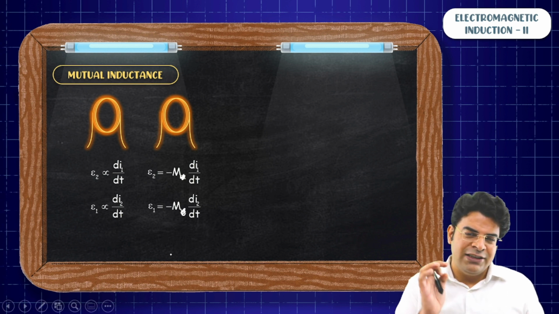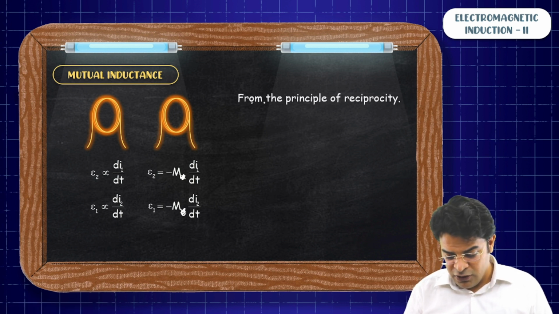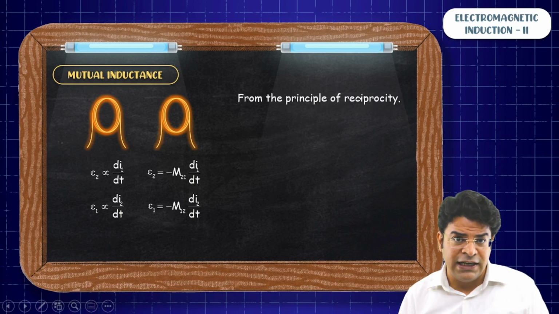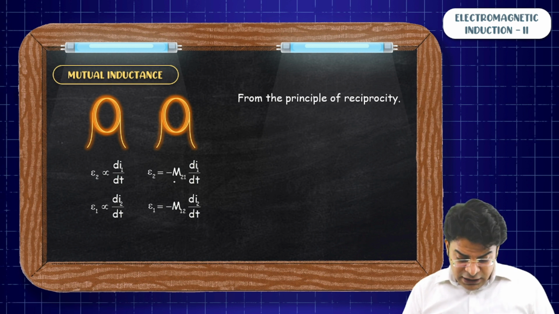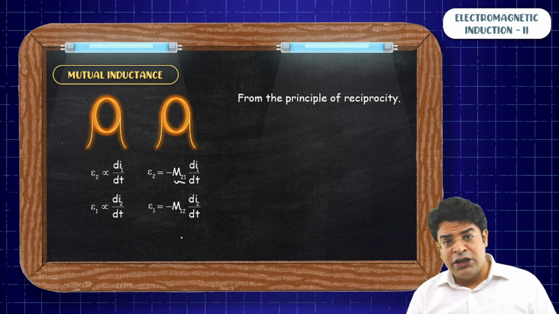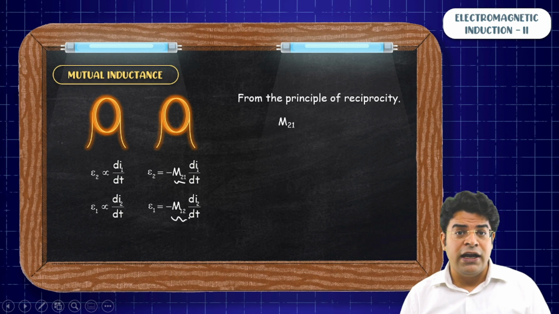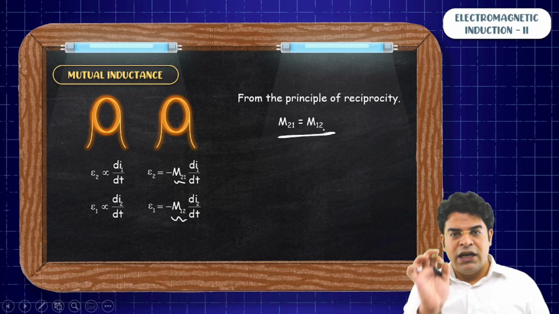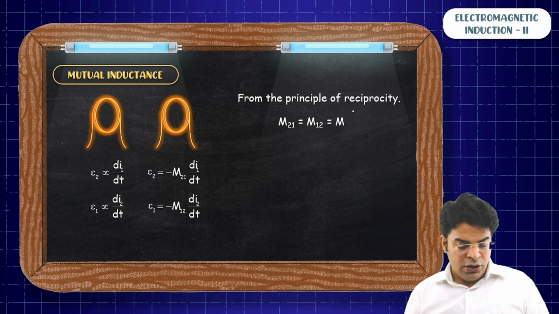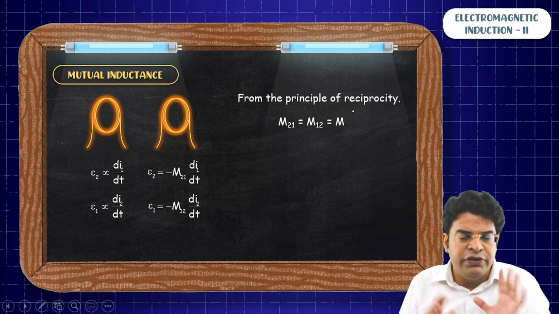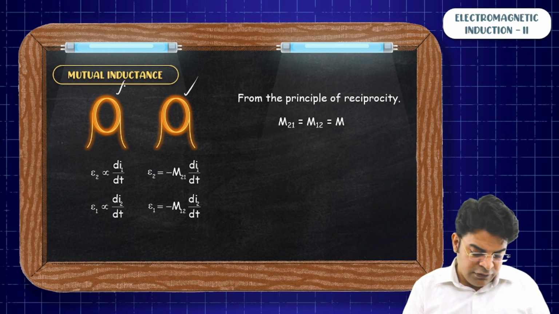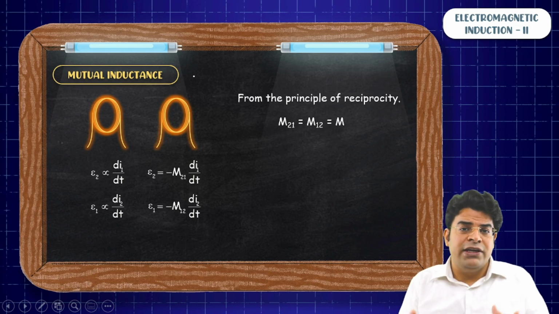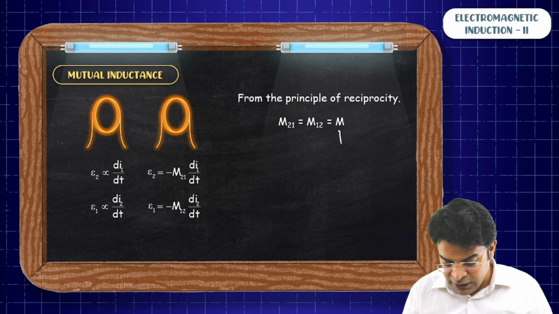Why? Because there is a beautiful principle involved, called the principle of reciprocity. The principle of reciprocity tells us that the mutual inductance of the second coil due to the first coil is the same as the mutual inductance of the first coil due to the second coil, and if they are the same, why give them two different names? So we just place a single symbol which is called M. So from the principle of reciprocity, we know that the mutual inductance of the second coil due to the first coil is the same as the mutual inductance of the first coil due to the second coil. Hence, they are the same thing. So we give them a single name and call them M.